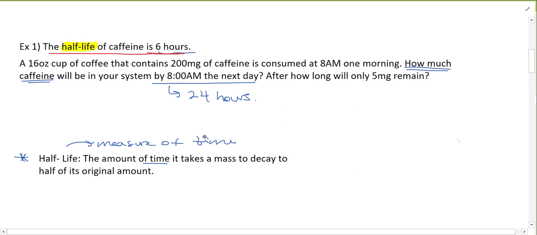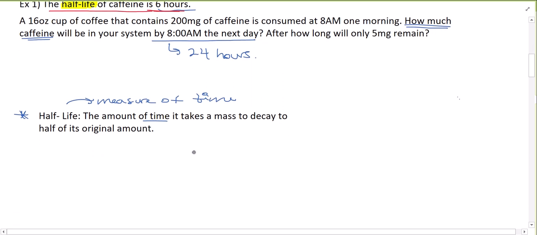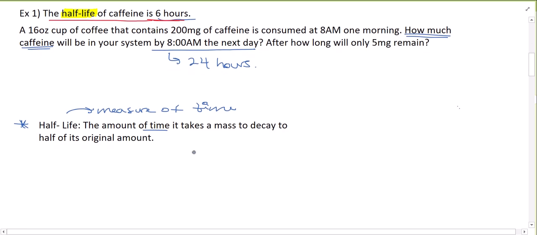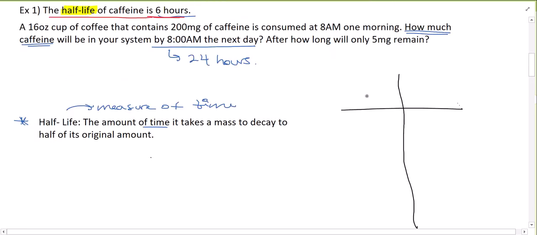Sometimes people make the mistake of thinking that the half-life will be the 100 milligrams. Half of the original amount is 100, but half-life is the measure of time, how long it takes for the amount to reach half. So let's do this. I think we don't need the equation to do this. We can do it by using a table of values. I'm going to do my table of values over here. So we're going to say t and the amount of caffeine.